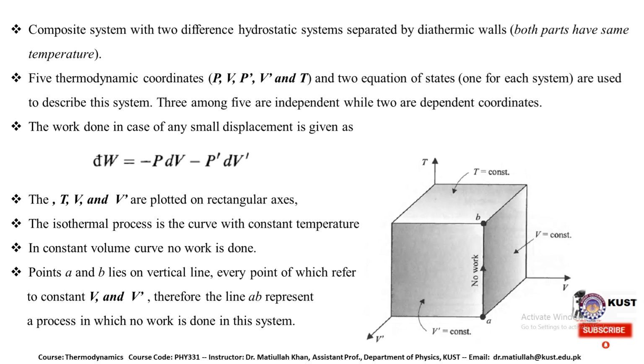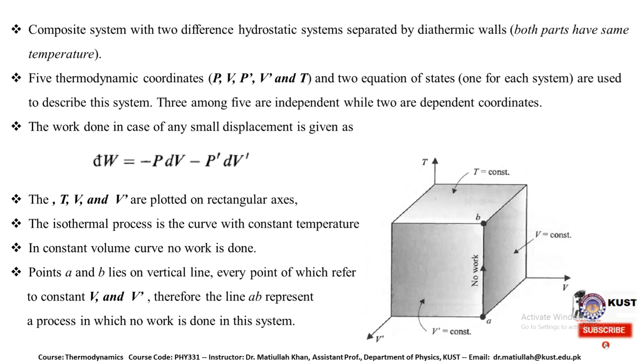So what happens? The isothermal process is a curve with a constant temperature. If you consider this curve here, it has a constant temperature, because the temperature is not varying along this curve. Similarly, if you consider the volume constant, this face is represented by volume equal to constant. We have line A and B. The line AB lies on the vertical line. In this case no work is done because the volume is constant. Therefore the line AB represents a process in which no work is done. So this is this particular system.